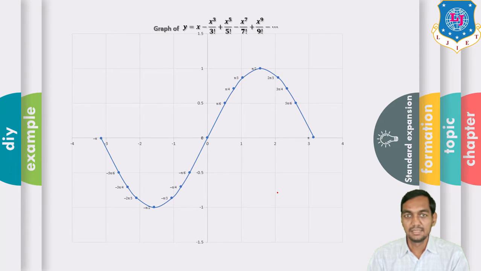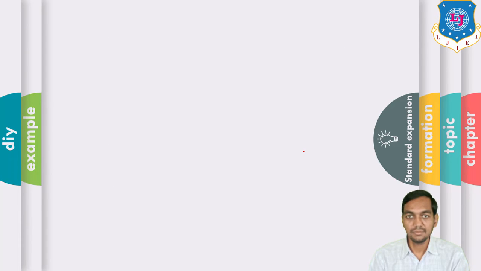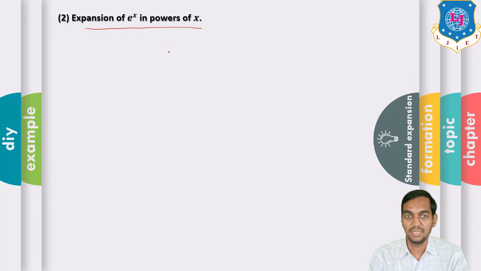Okay? So this is the original graph. We have taken up to the first 5 terms, and it is exactly the same as the graph of sine. Now, second, expansion of e raised to x in powers of x.